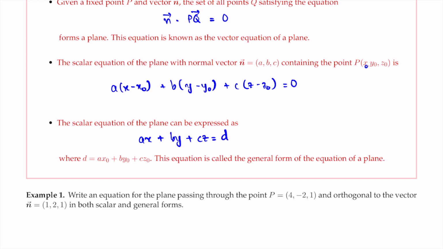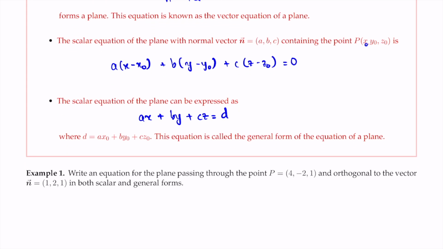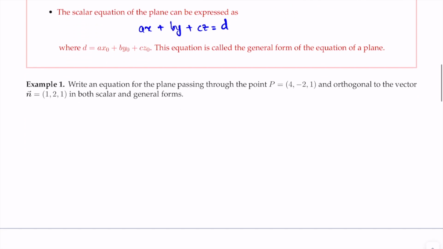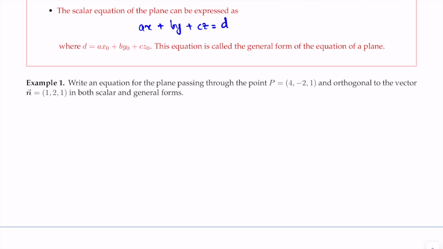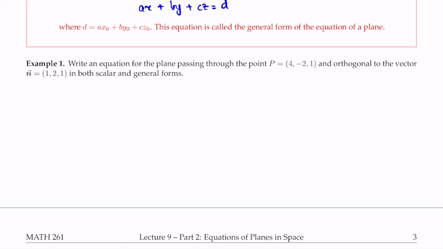Okay. Now we're going to use this information to tackle the first example. So in example 1, we want to write an equation of the plane passing through the point (4, -2, 1) and orthogonal to the vector n = (1, 2, 1), in both scalar and general forms. So we'll start with the scalar equation form.